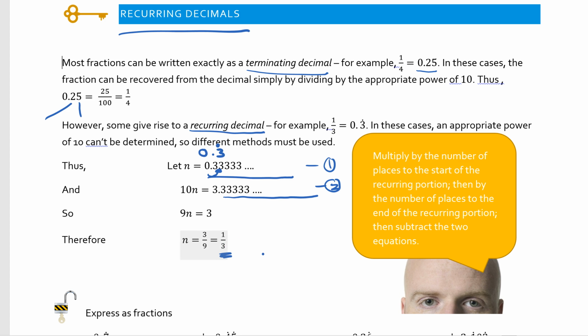Now there are little tricks to do with how we set these two lines up, and it's covered in this little quotation over here. We multiply by the number of places to the start of the recurring portion, and then by the number of places to the end of the recurring portion. So up here, we multiplied by 10 to take us to the end of the recurring portion. And then we subtract the two equations. So let's have a look at these in practice.